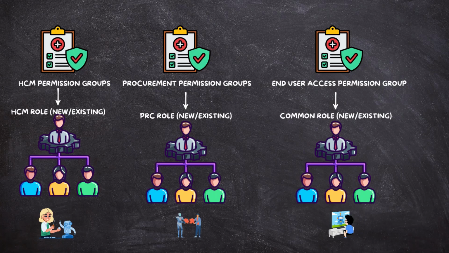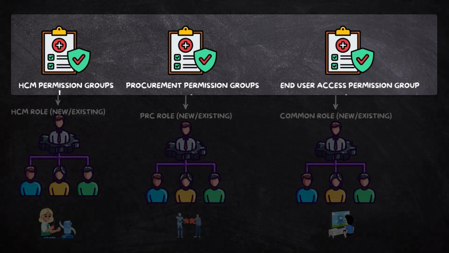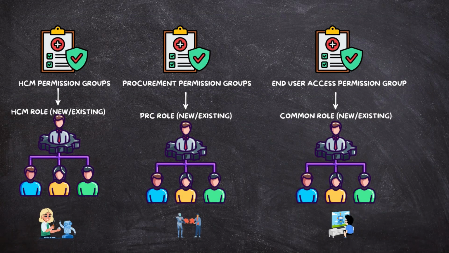Let's start with the basics of AI agent security in Oracle Fusion. To control who can see or use an AI agent, Oracle introduced permission groups. Think of a permission group as a ready-made pack of security policies designed to control access to AI agents specific for each module, like HCM, procurement, or finance. The good news is Oracle already delivered these permission groups out of the box for each module.